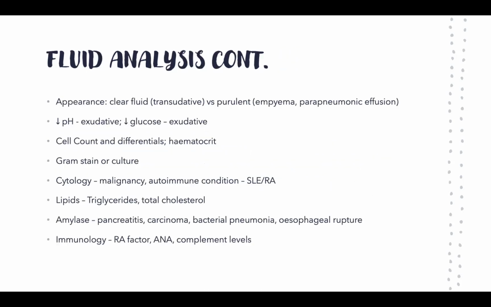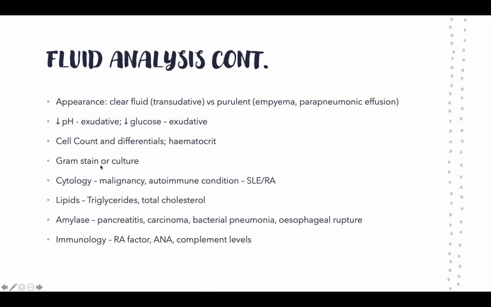Other things that we can look at in pleural fluid is the appearance. If it's clear, it's more likely to be transudative. If it's purulent, it kind of indicates our causes as well. We can look at the pH and the glucose. And we can also use cell count differentiation and hematocrit levels as well, checking for hemothorax or blood.